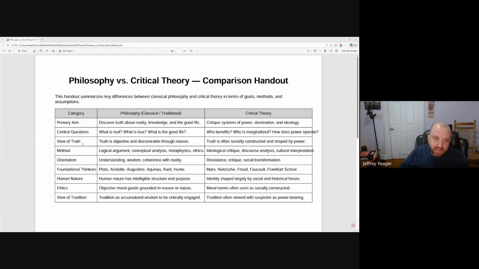So the first thing on the chart, the primary aim, classical study of philosophy, discover truth about reality, knowledge, and the good life. So what is the good life? What is knowledge? What is reality? Critical theory is slightly different because it takes for granted that things like reality, knowledge, concepts of the good life, that certain people in charge construct those concepts.